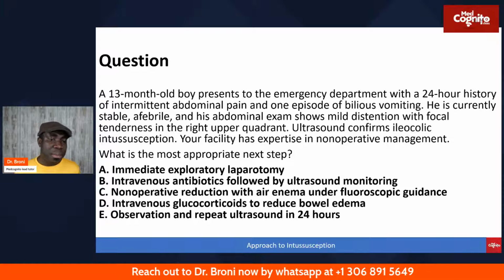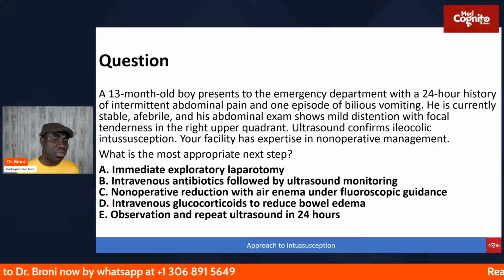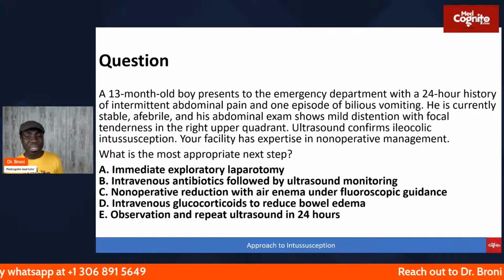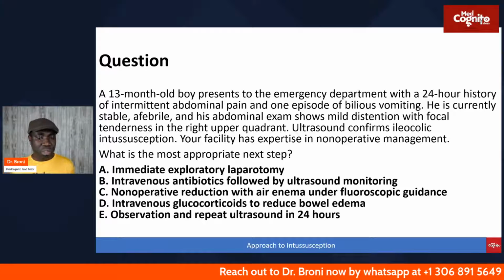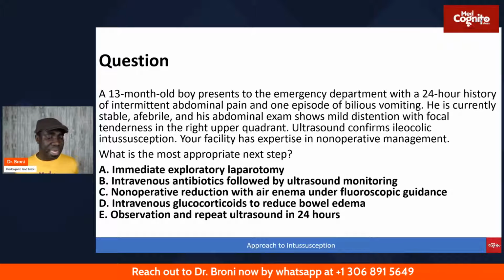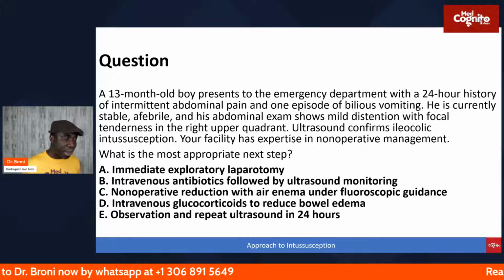A, immediate exploratory laparotomy. B, intravenous antibiotics followed by ultrasound monitoring. C, non-operative reduction with air enema under fluoroscopic guidance. D, intravenous corticosteroid for edema. E, observation and ultrasound monitoring.